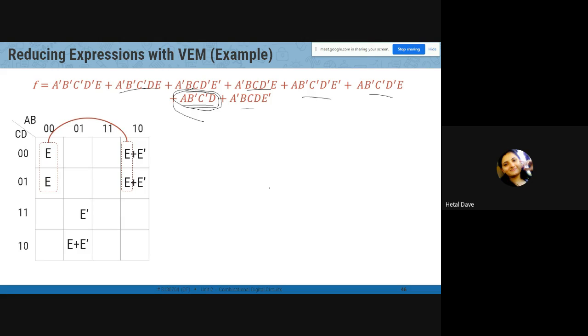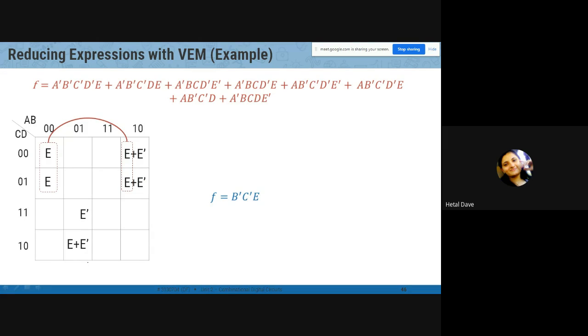Is there any doubt over here? First of all, in the first group, look at the equation. A is cancelled, B dash, C dash, D is cancelled, and E itself. See here, A is cancelled because A goes from 0 to 1. Then B dash, C dash, D is cancelled, and E itself. So this is the first group, the first equation.